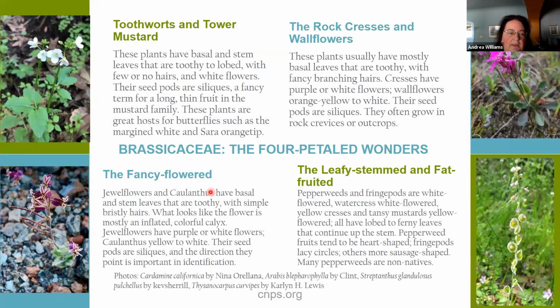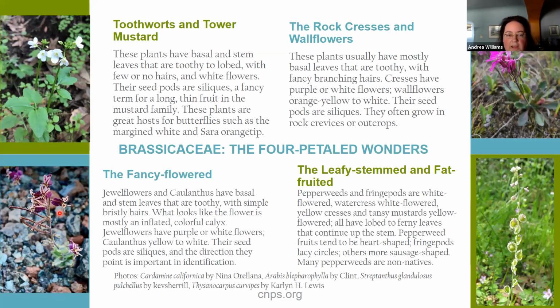The jewel flowers and caulanthus, basal and stem leaves usually that are toothy, and they'll have simple bristly hairs. And this flower here, most of the color that you see is in the calyx, which is actually not the petals, which is usually the colorful part of the flower. So this is an inflated calyx, and then these things sticking out are the petals. So when I say that they have purple or white flowers, I'm usually talking about this part. This calyx can be yellow or green or purple or black or pink, lots of different colors.